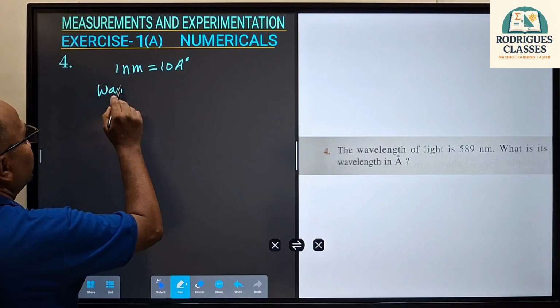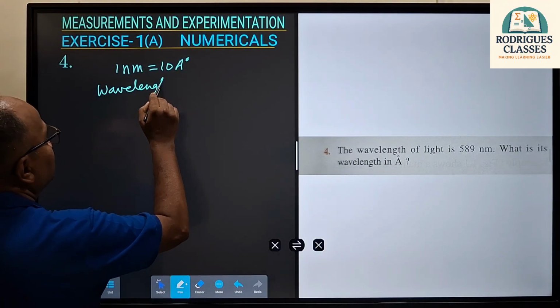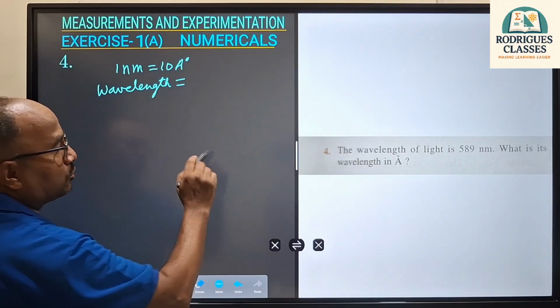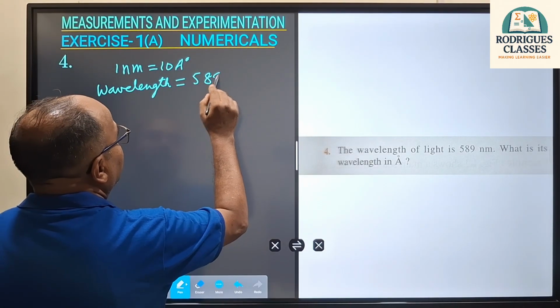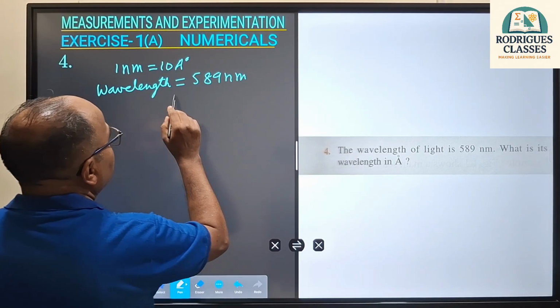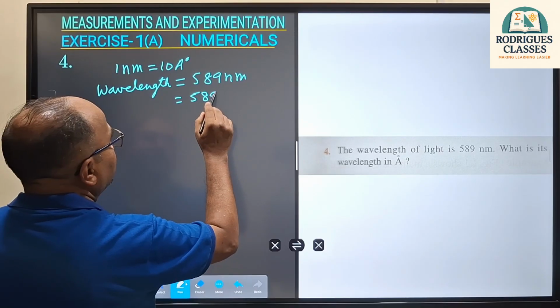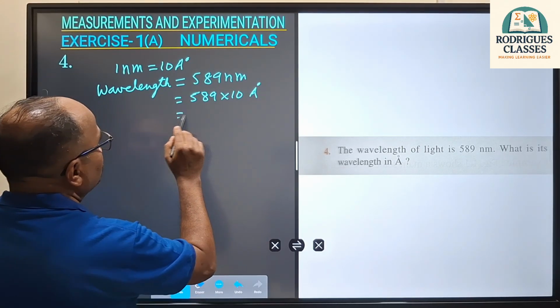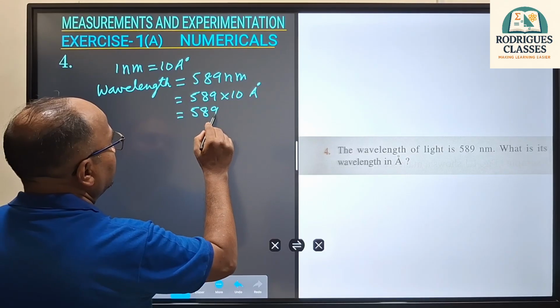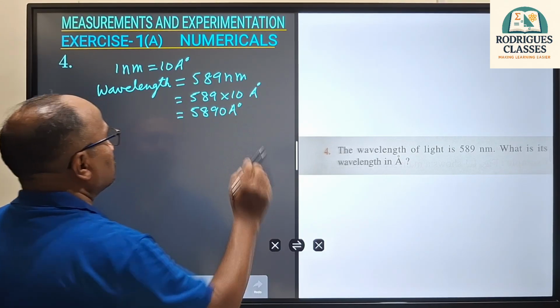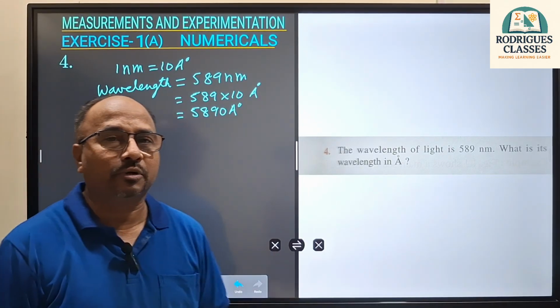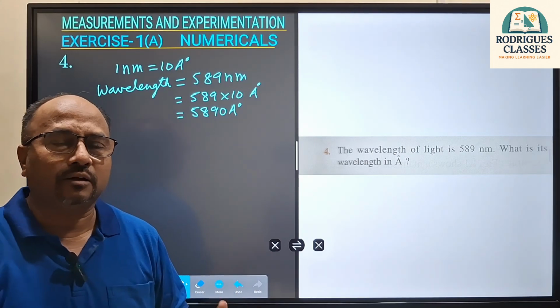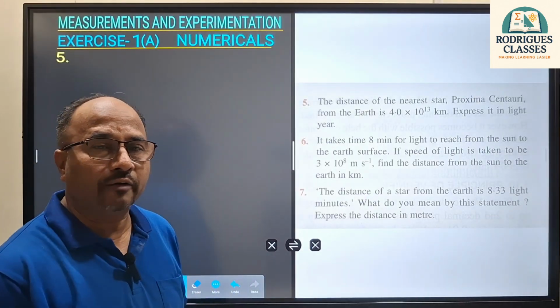So I will write here wavelength is given to us as 589 nanometer. So it will become 589 into 10 angstrom. So it becomes 5890 angstrom. So a very direct and simple numerical is finally done. Let's see what question number 5 tells us.